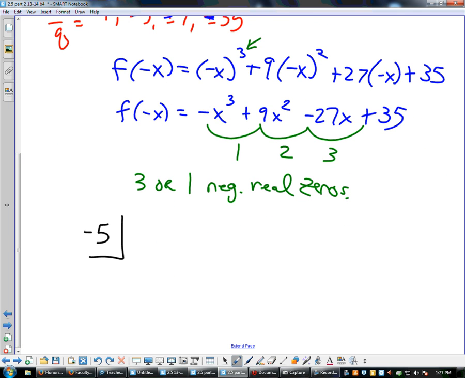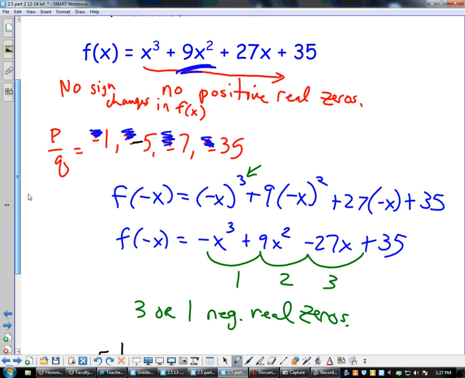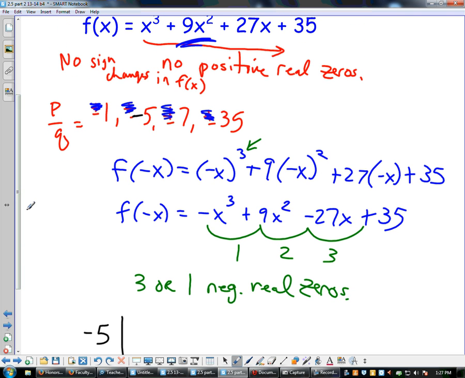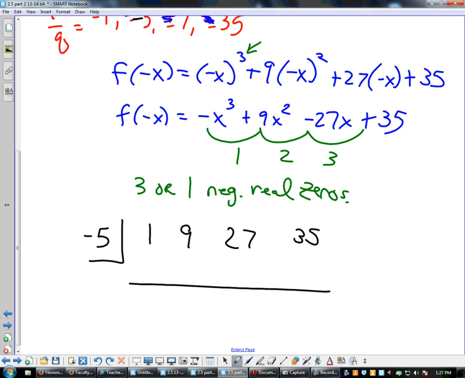I need my coefficients not from f of negative x, but from the original function. So that means I need 1, 9, 27, and 35. If I try negative 5, the numbers are going to be too big for me to do on this video because I'm not holding a calculator. You guys are though, so you could try it. But I'll try negative 1.